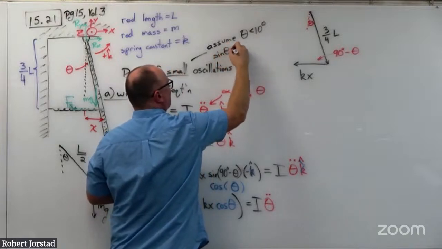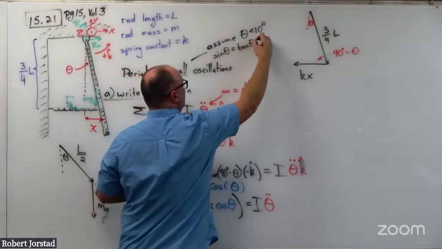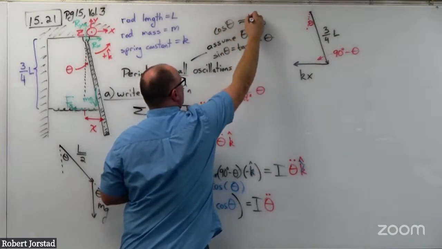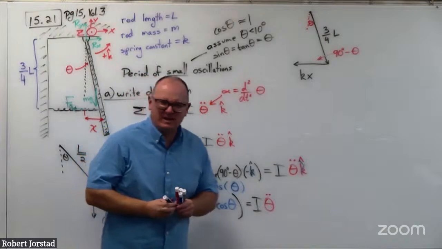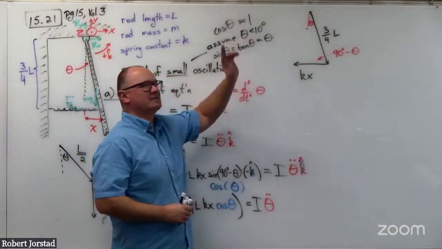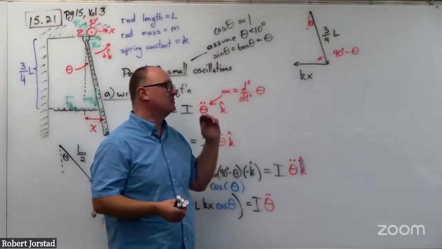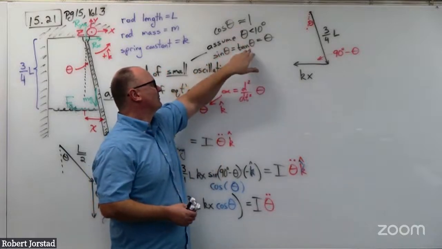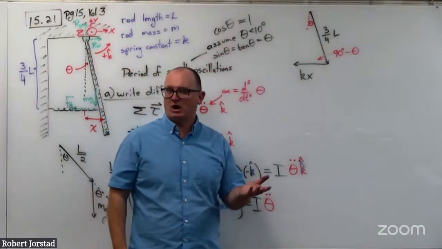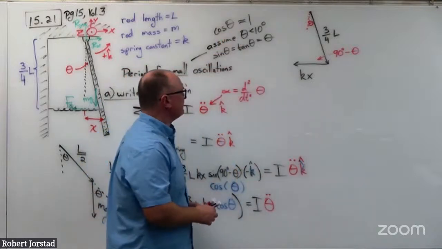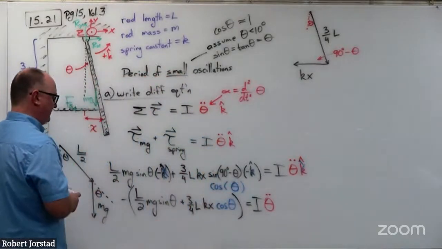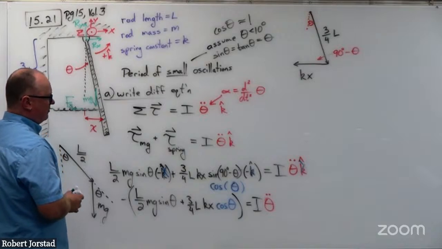Sine theta equals tangent theta equals theta, and cosine theta is essentially equal to 1, unless you're doing an energy problem, which we're not going to be doing, right? So you could say it's 1 minus theta squared over 2, but for our torque problems, just assume cosine theta is essentially equal to 1. The next term in the Taylor series is so small, it's negligible. All right, good enough. So now we're looking at this.